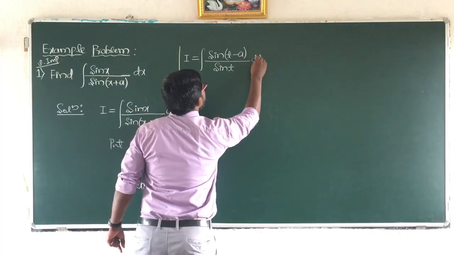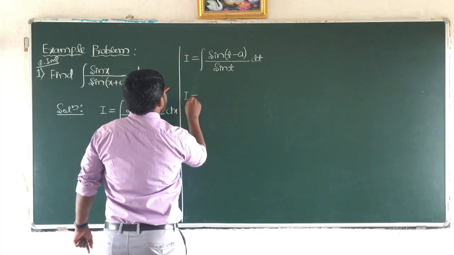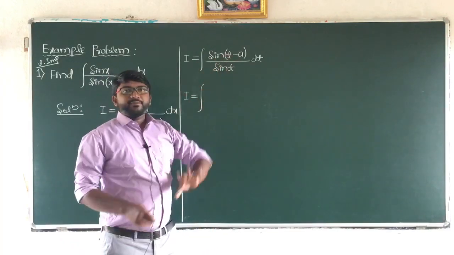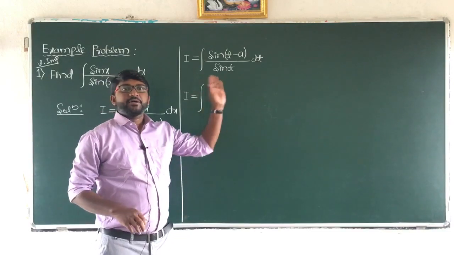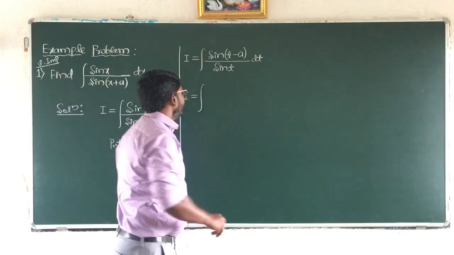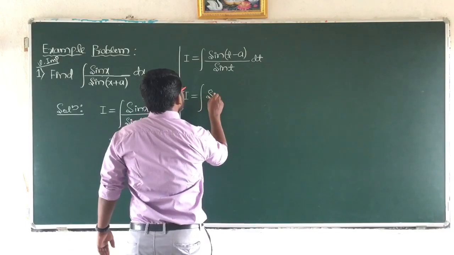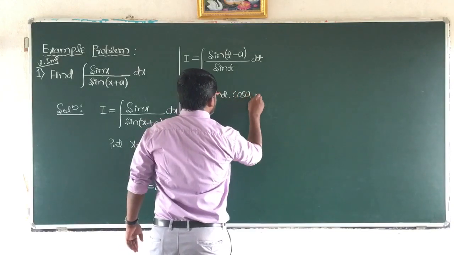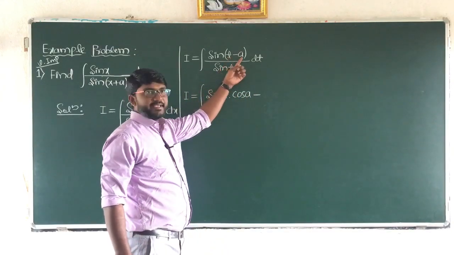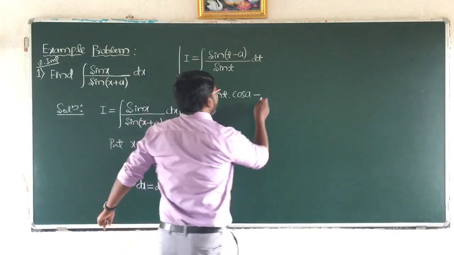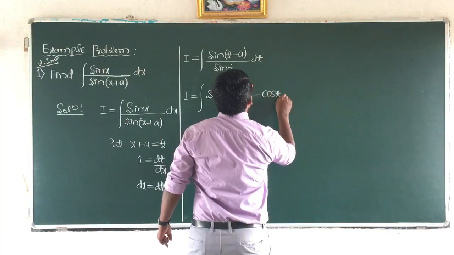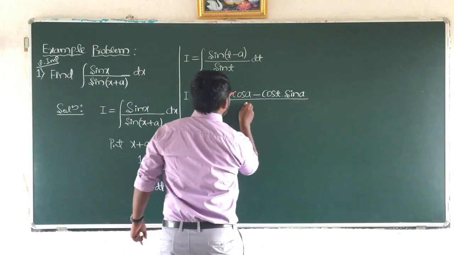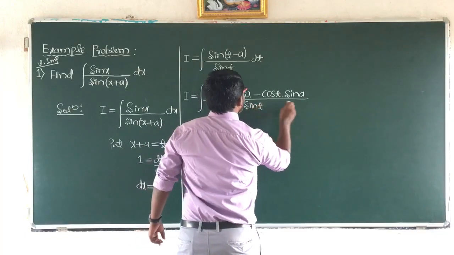So now I equals integral, in the numerator we can use the sin of (a minus b) formula, or sin of (x minus y). It is sin x cos y minus cos x sin y. Here x is t, y is a. So sin t cos a minus cos t sin a, the whole divided by sin t, dt.